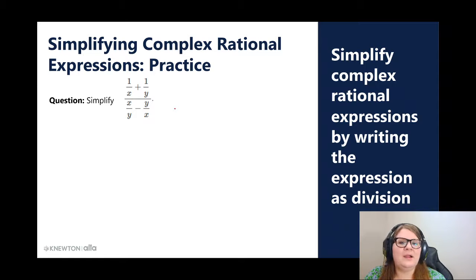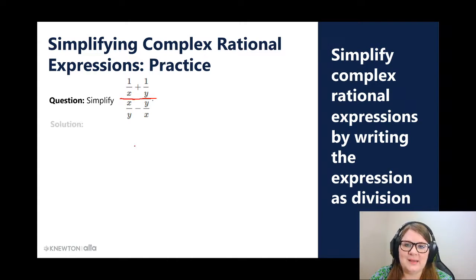This is one that requires a little bit of extra effort, because when we identify, again, this is the big fraction bar. I like coloring it because it makes it easier for me to see. I need to make sure that the numerator of the big fraction is a single fraction. 1 over x plus 1 over y is not a single fraction. And you know what? The denominator, x over y minus y over x, is also not a single fraction. When I combine those into single fractions each, I'll be able to go through the rest of my steps.